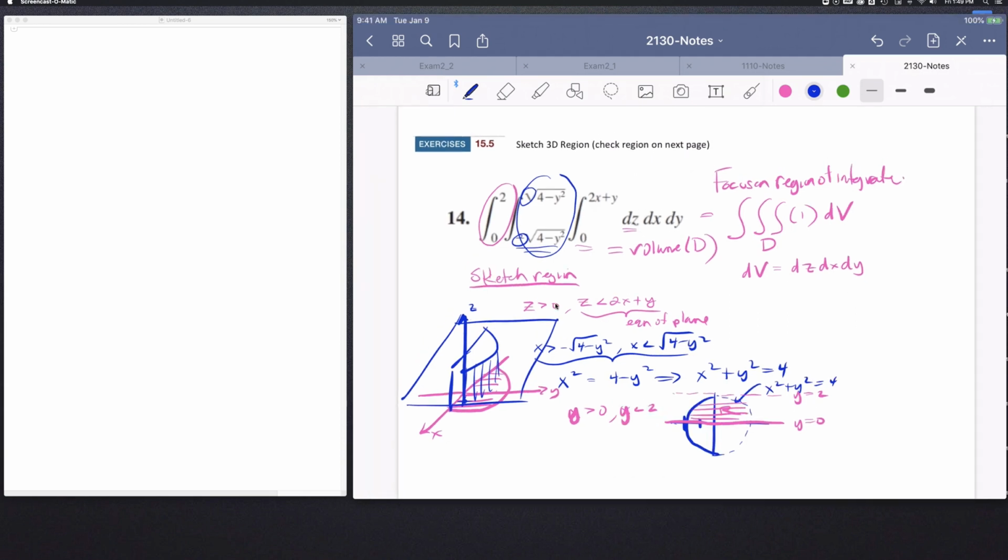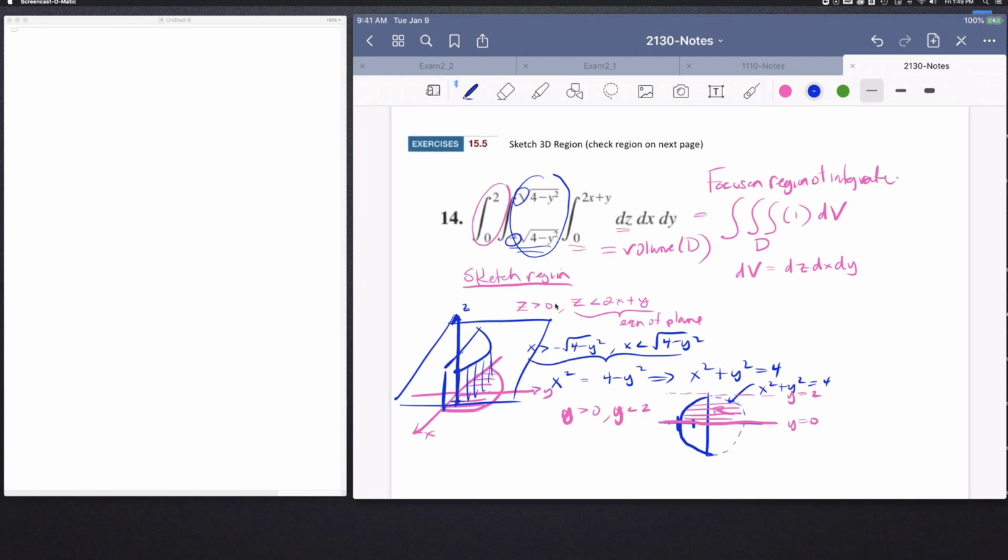Okay? So this is important because not always will the limits of integration be given to you. Sometimes you'll have to do this problem in reverse. You'll be given the region and then you're going to have to figure out the limits of integration.